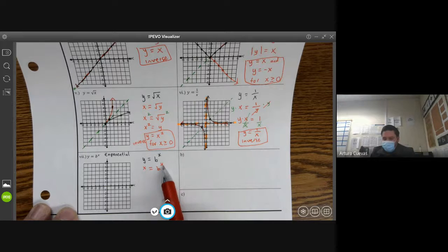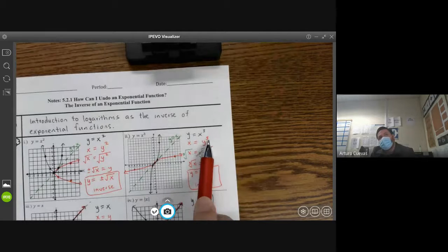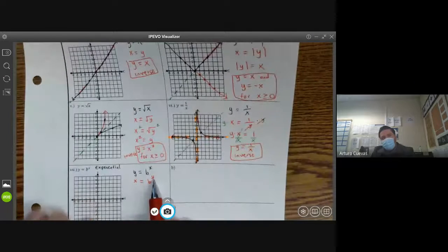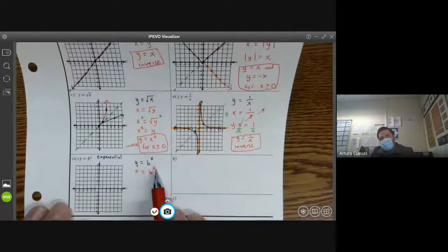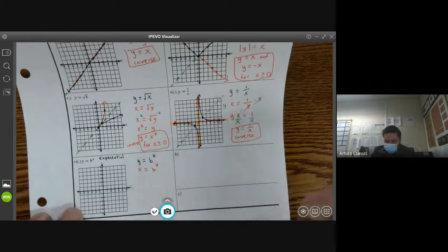How do we get rid of an exponent that's a variable? We know how to get rid of exponents that are numbers, like over here, right? If it's to the third power, we take the cube root. But if it's to the y power, we can't take the cube root or the square root or anything like that. The way we do that is with logarithms. Okay, so for now, we're going to leave it like that.